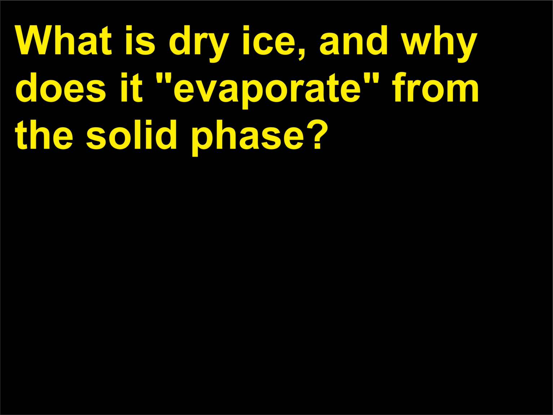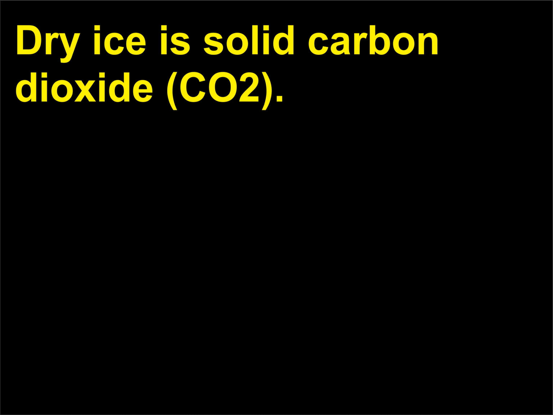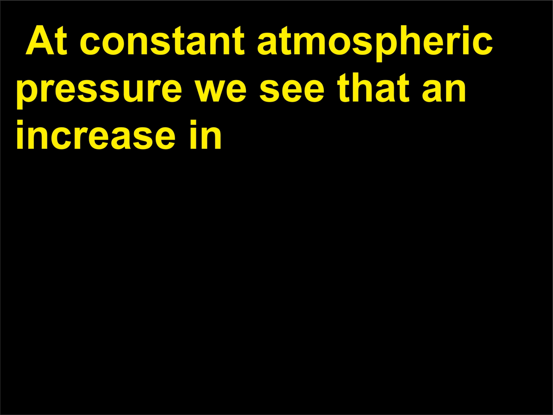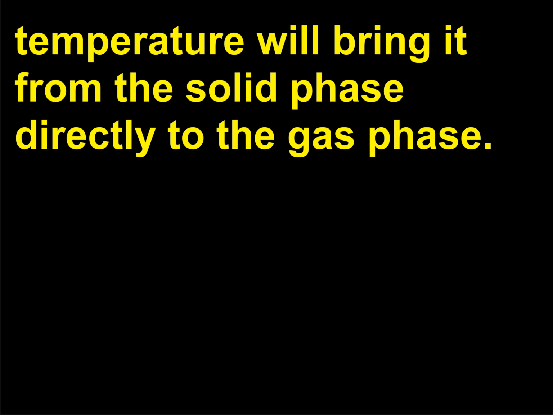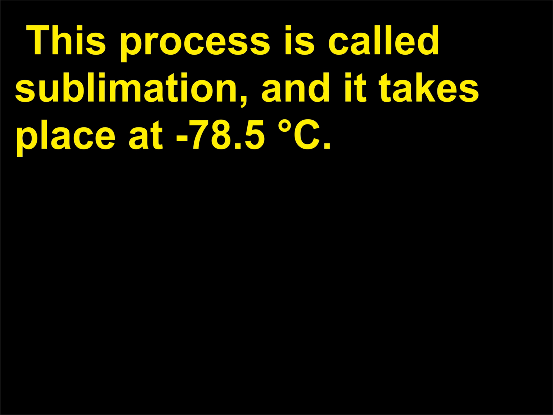What is dry ice, and why does it evaporate from the solid phase? Dry ice is solid carbon dioxide, CO2. At constant atmospheric pressure we see that an increase in temperature will bring it from the solid phase directly to the gas phase. This process is called sublimation, and it takes place at -78.5 degrees Celsius.